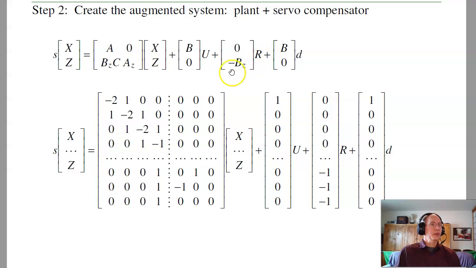Step 2. Create the augmented system. So here I've got my A matrix, zeros matrix, in this case it's 4x3, BzC, and my servo state, Az. The B matrix with respect to u, B matrix with respect to r, and the B matrix with respect to the disturbance. And this doesn't have to be the same as B, but in this case we'll just assume it is.